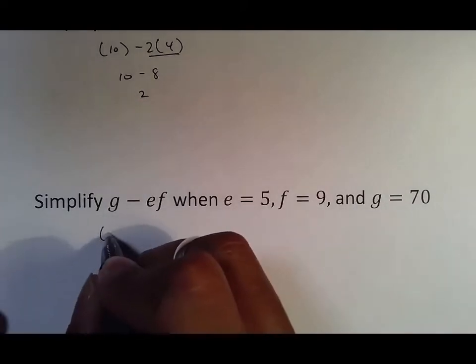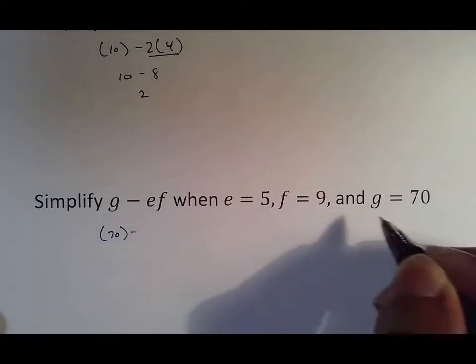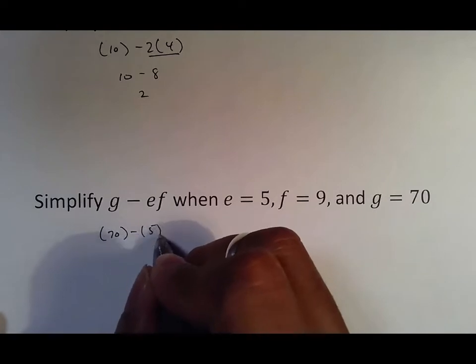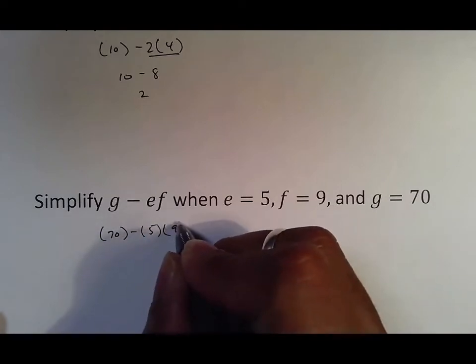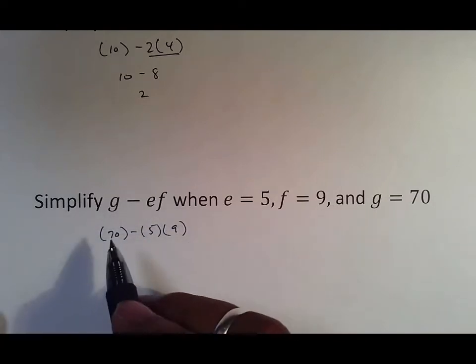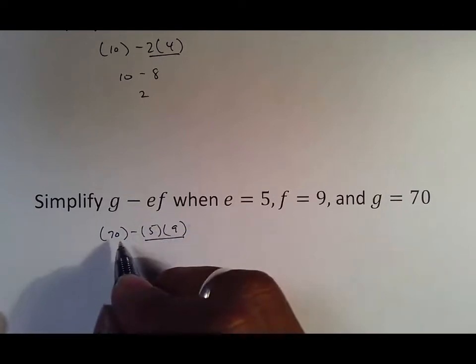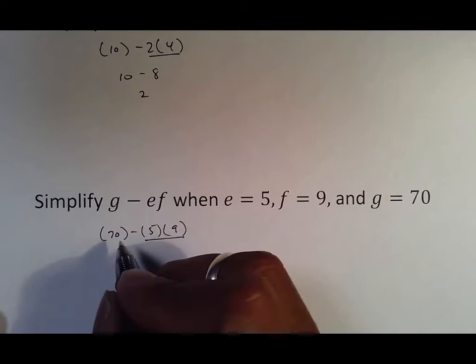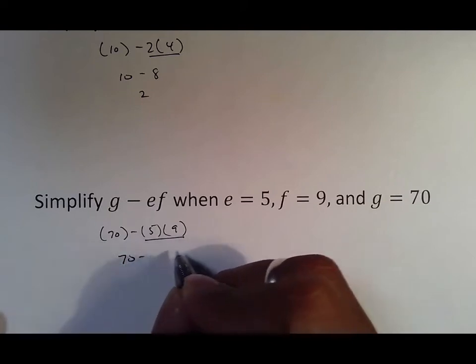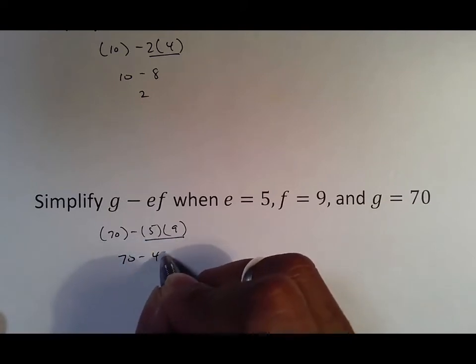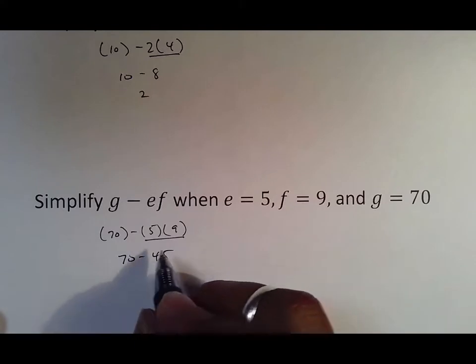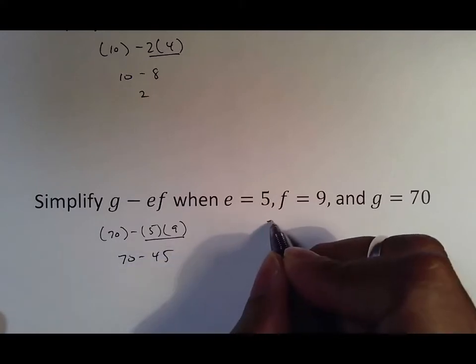G is 70. Minus E is 5. F is 9. Once again, this is subtraction. That's multiplication. This goes first. You have to analyze and think about what operations there. So 70 comes down, minus comes down, 5 times 9 is 45. Now what I want to do, because I need to do some scratch work, is go off to the side.